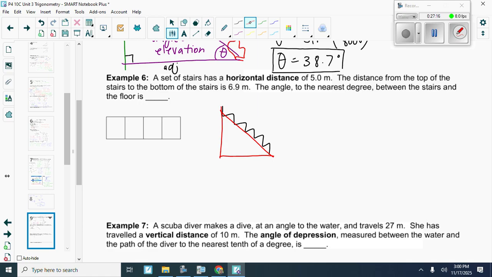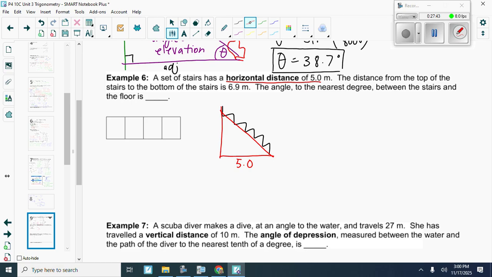Now let's look for keywords. It says the set of stairs has a horizontal distance of 5. Does that mean my stairs are 5? Or just the horizontal part is 5? The horizontal part. So this is the 5.0, because that's what horizontal part means. It means like the ground under the stairs.